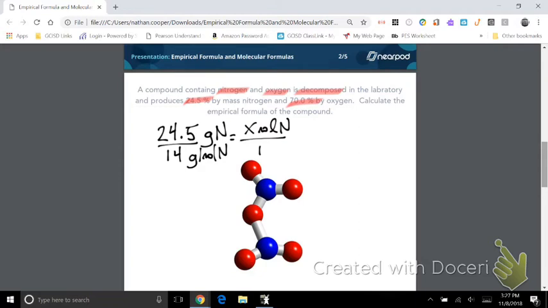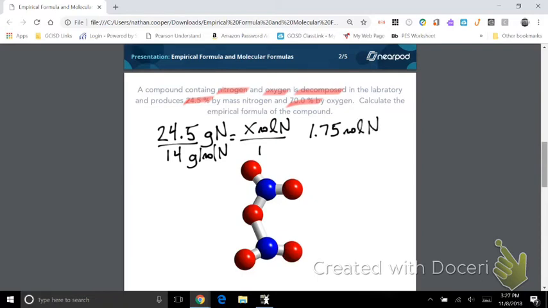And when I do the math for 24.5, now this is bigger than 14, so my answer is going to be larger than 1. So let's check it out. 24.5 divided by 14 gives me approximately, you already know the answer because you did it in your calculator just now, didn't you? 1.75 moles of nitrogen.